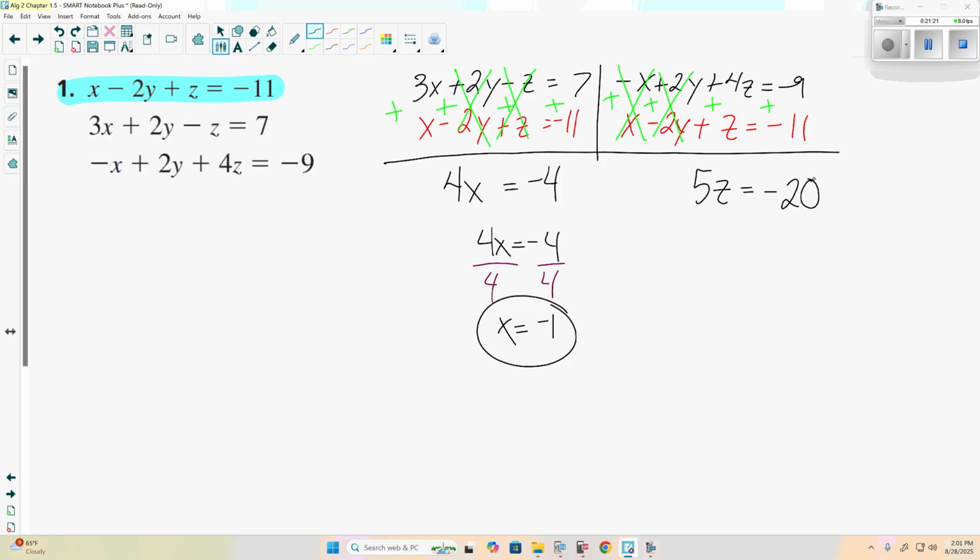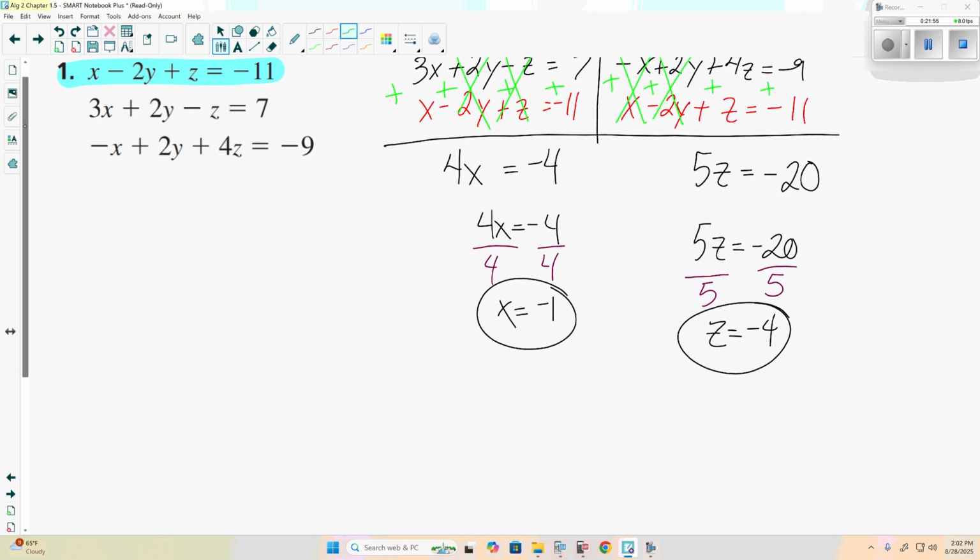This is kind of nice because now z is by itself. We can solve it by dividing both sides by 5, telling us z is -4. This one actually worked out quite nicely. What do we want to solve? Well, now the only thing left to solve for is y. Doesn't matter which equation we solve for it or use to solve it. Top, middle, bottom.